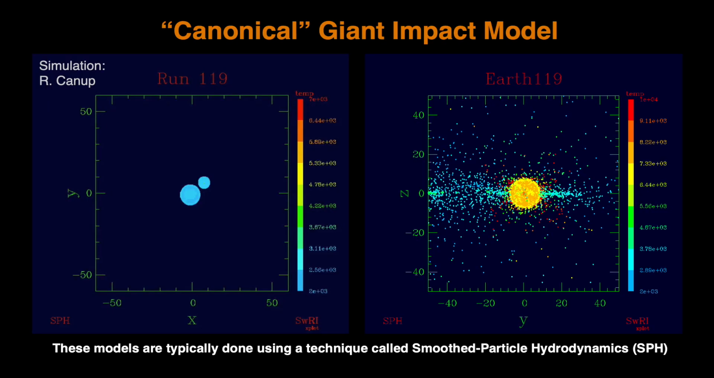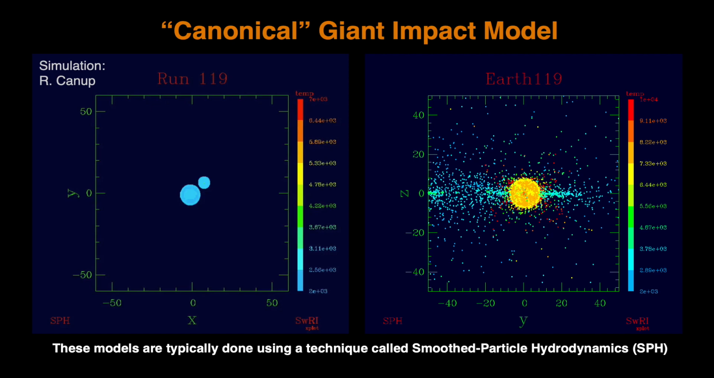Last time we saw the standard or canonical giant impact model. In this model, the early Earth is impacted by a Mars-sized object, often referred to as Theia. That giant impact produced a lot of hot debris and put it into orbit around the Earth. Some of that debris then accreted to form the moon.